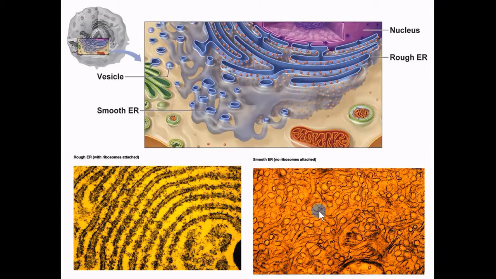I always look at the endoplasmic reticulum like factories. They're making things. Rough makes protein. Smooth makes or modifies carbohydrates and lipids. Now once you've made these products, you need to do something with it.